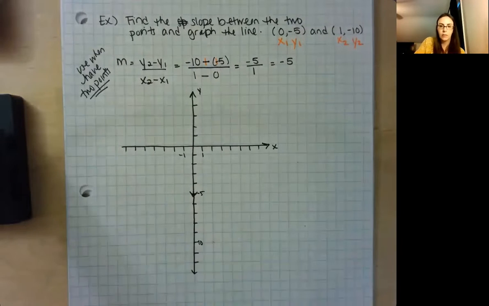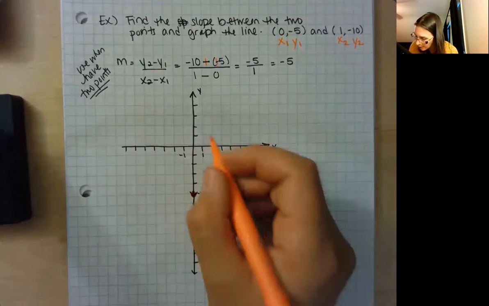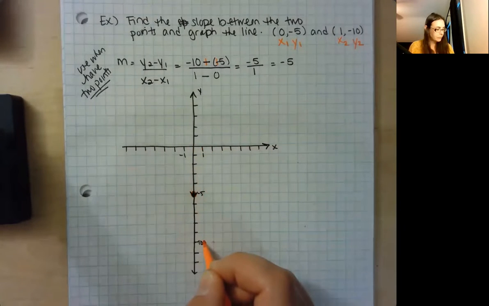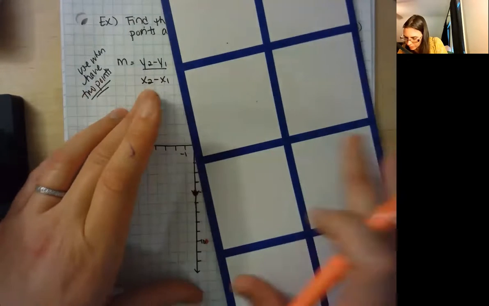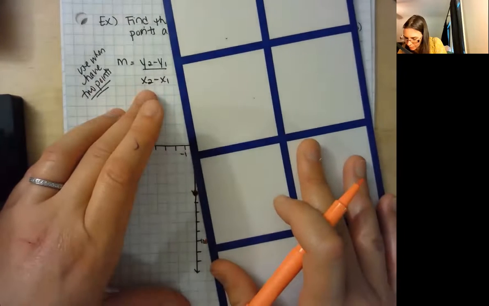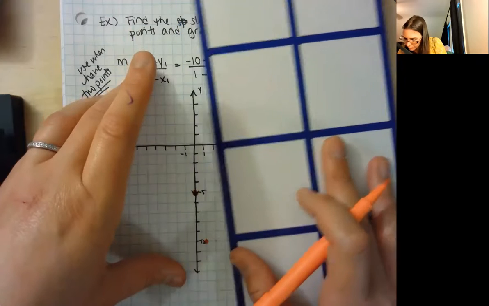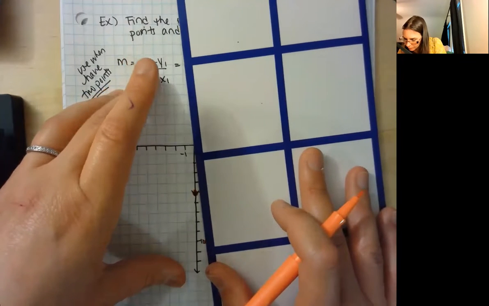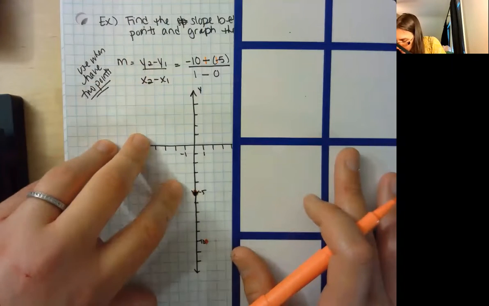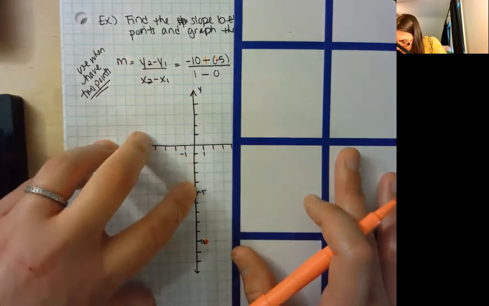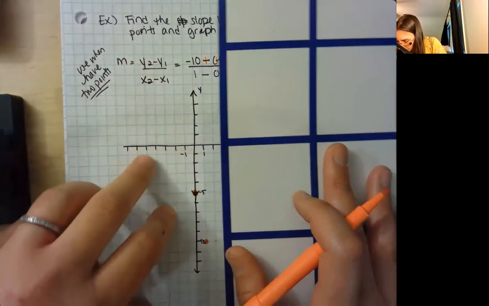So let's graph our points here. So I have (0, -5), which is right here. And then I have (1, -10), which is right here. And I'm going to do my best to try to line up these points here. They're a little hard to get here. This does not seem right. I think my scaling is off. Let's see. 1, 2, 3, 4, 5, 6, 7, 8, 9, 10. That's 1 and that's 0. All right. Well, I'm gonna go for it.